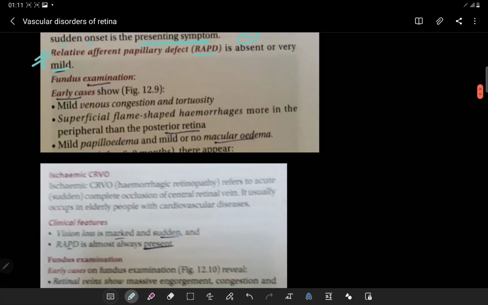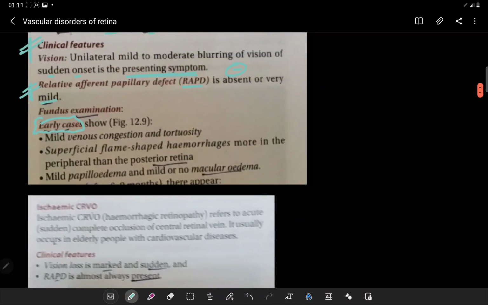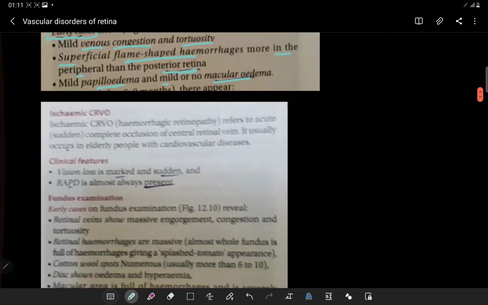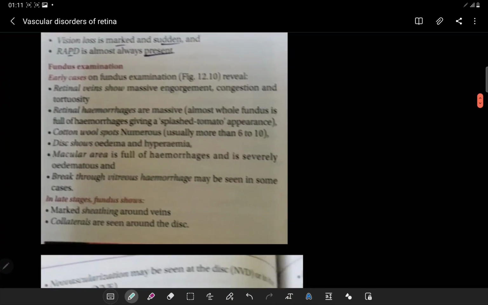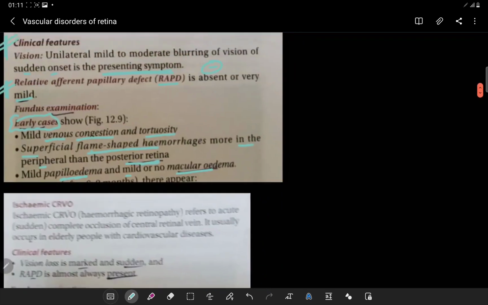Fundus examination: we have early cases and late cases. In the early cases there is mild venous congestion and tortuosity, superficial flame-shaped hemorrhages which are more in the periphery than the posterior retina, mild papilledema, and mild or no macular edema may be present. The late changes include marked sheathing around the veins, and collaterals are seen around the disc; we have cilioretinal collaterals which are present.